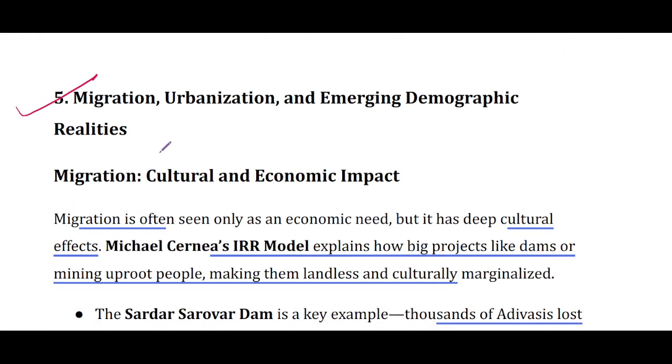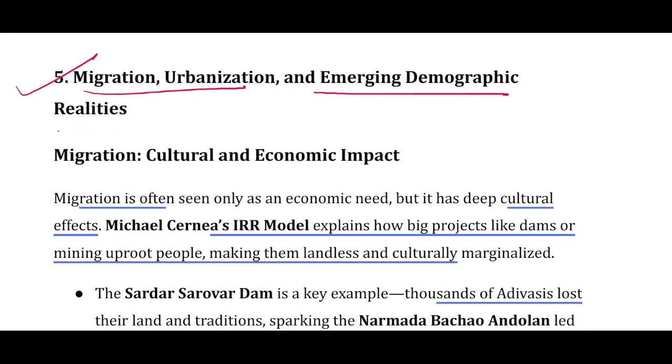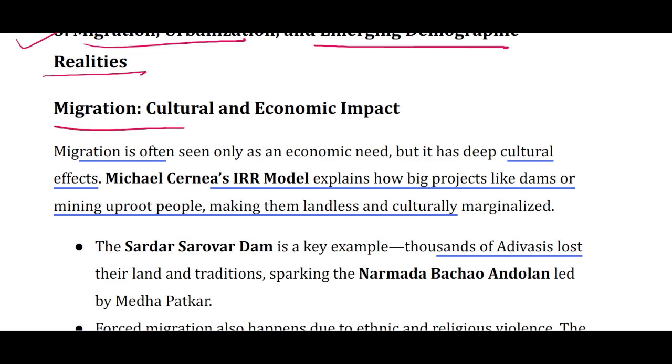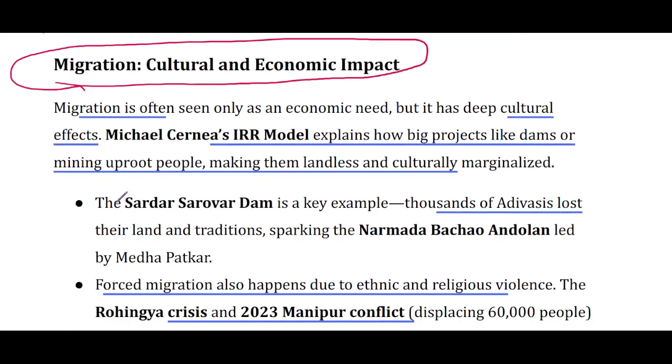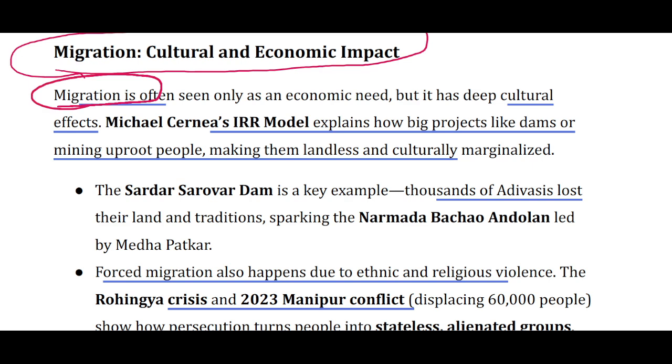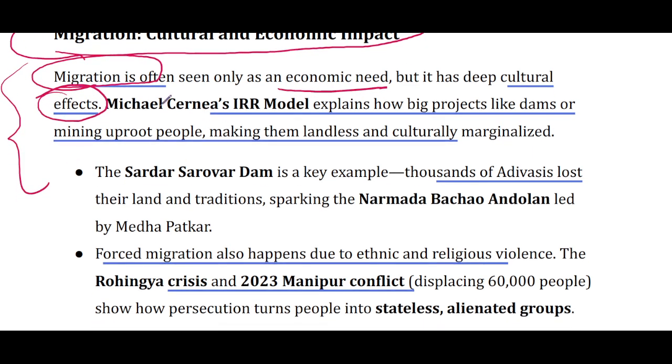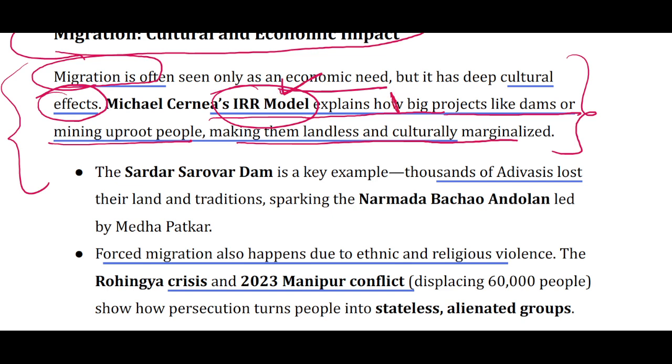Now let's have a look at the role of migration, urbanization, and subsequently emerging demographic realities. So, migration, a cultural and economic impact. Migration is not only an economic need but also a cultural one. And here, Michael Cernea's IRR model explained how big projects like dams or mining uproot people, making them landless and culturally marginalized. So this IRR model is a study of how big projects impact any population.